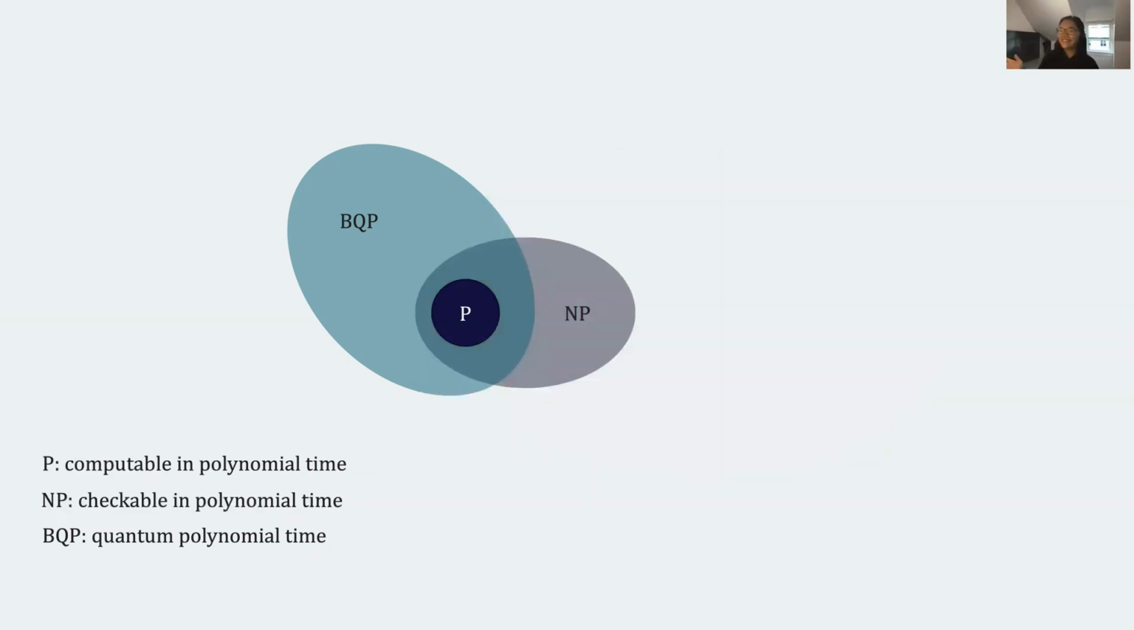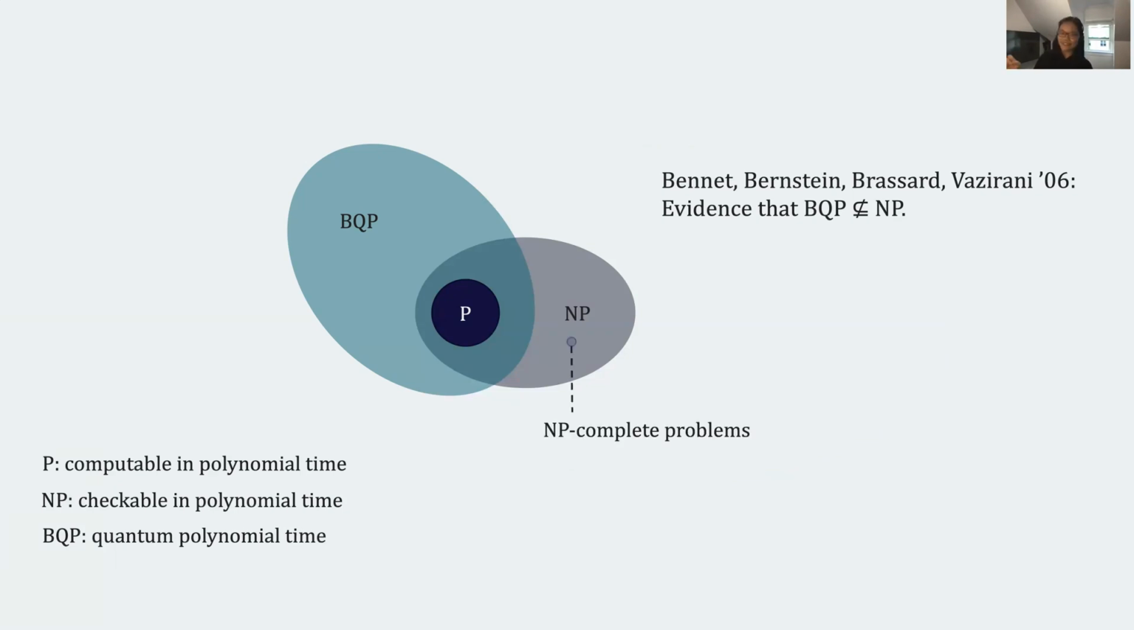Okay, so let's zoom in on just these three classes: BQP, PH, and NP, and P. Back in '96, Bennett, Bernstein, Brassard, and Vazirani gave some evidence that BQP is not contained in NP. They showed a statement that could imply that the NP-complete problems, which are the problems we think are in NP but not in P, are also not in BQP. So they are also not solvable by a quantum computer. And then until recently, we had no real evidence of the reverse.